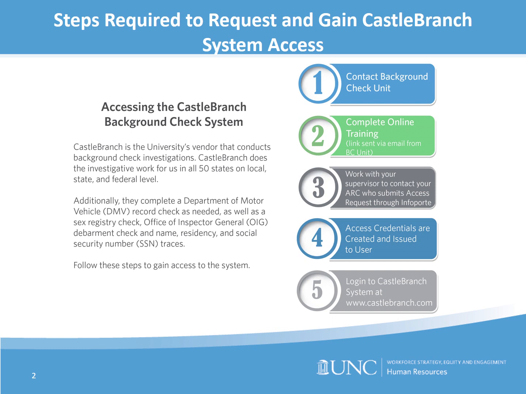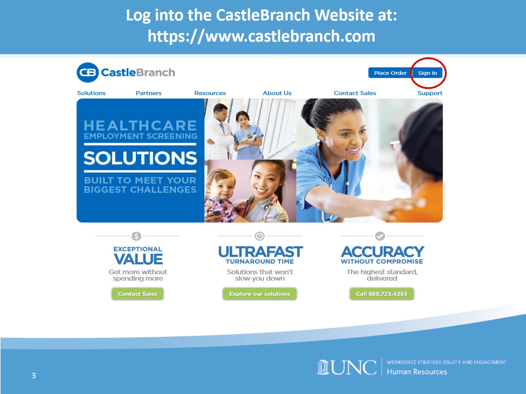5. Access the CastleBranch website at www.castlebranch.com and log in. The CastleBranch homepage can be located at www.castlebranch.com. Click on the Sign In button on the top right of the webpage. Enter your login credentials that you received via email from UNC Chapel Hill Background Check Unit. Only authorized users may access the CastleBranch system.